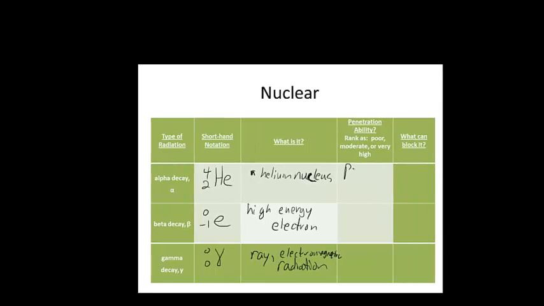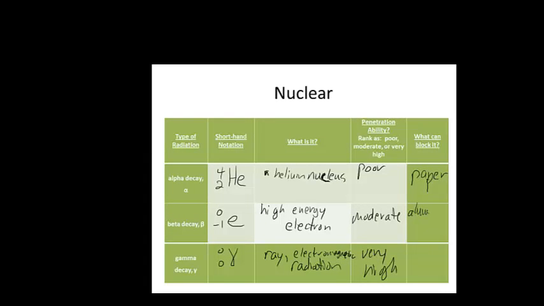Alright, penetrating ability. Alpha particle is very poor, can't go through much. Beta is moderate, and the gamma ray is very high penetrating ability. Alright, what can block it? Remember, alpha can be blocked by paper. Beta can be blocked by aluminum foil. And gamma can be blocked by lead or concrete.